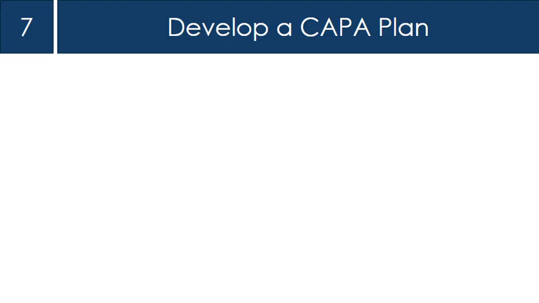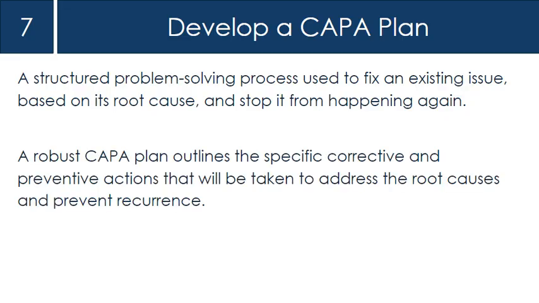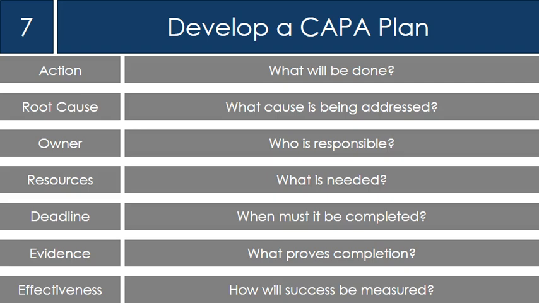Step 7. Develop the Corrective and Preventive Action Plan. A corrective and preventive action plan is a structured problem-solving process used to fix an existing issue based on its root cause and stop it from happening again. A robust corrective and preventive action plan outlines the specific corrective and preventive actions that will be taken to address the root causes and prevent recurrence. Once the root causes of a nonconformance or deviation have been identified through thorough investigation, the next critical step is developing and implementing an effective corrective and preventive action plan.